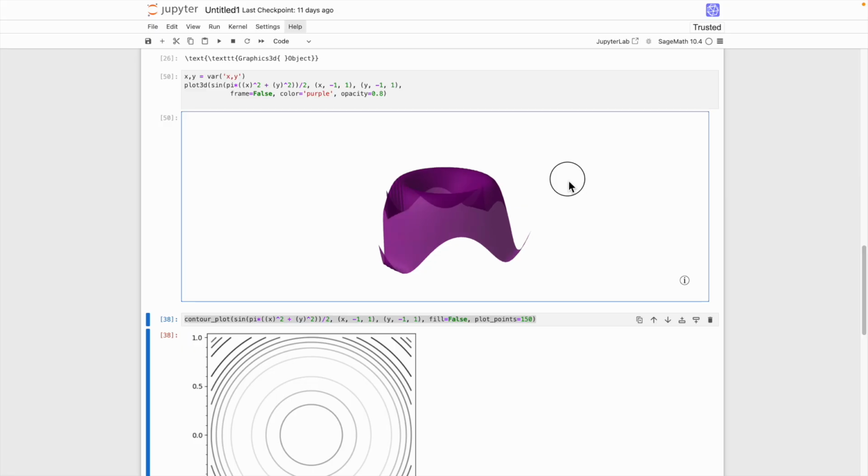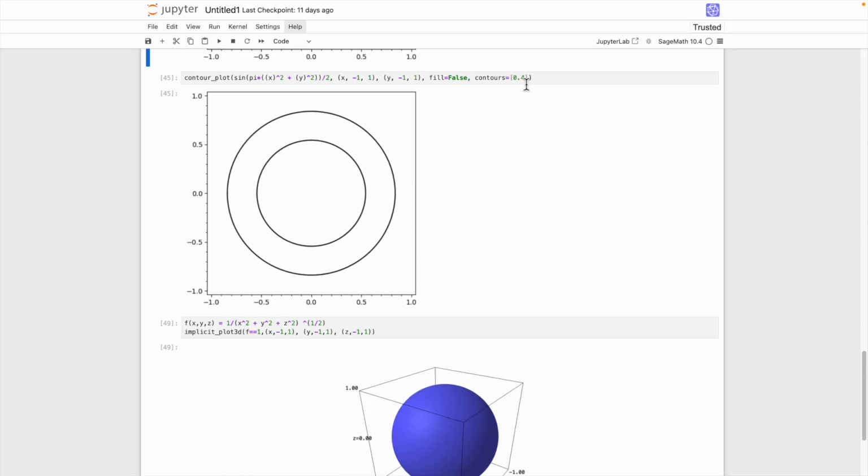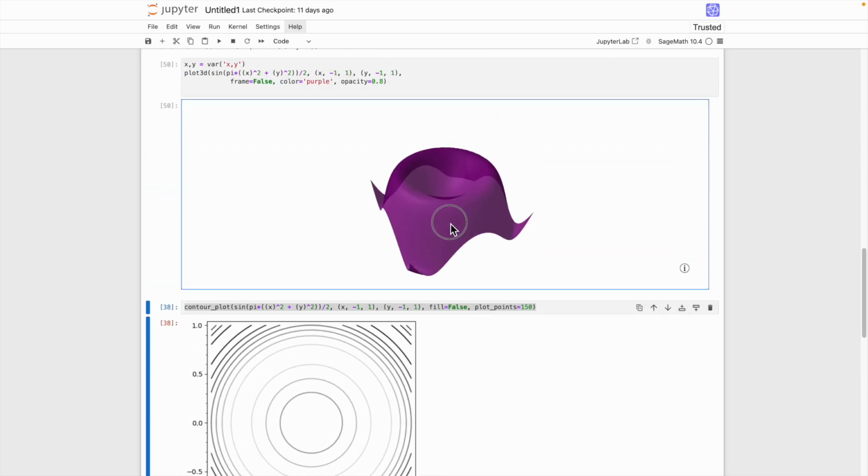So for instance, I'm going to intersect, let's say, at this height around here. So let's say z equals 0.4. So I intersect and I get these level curves. So two circles would be the result of the intersection of the surface by a horizontal plane.